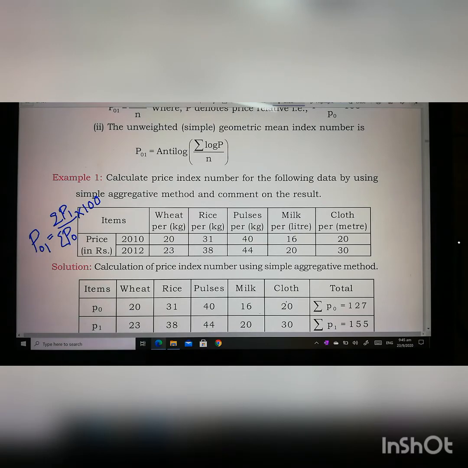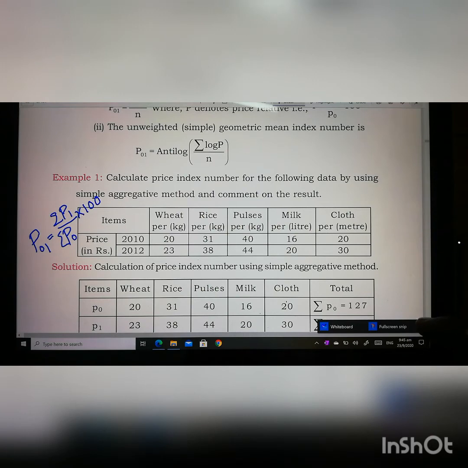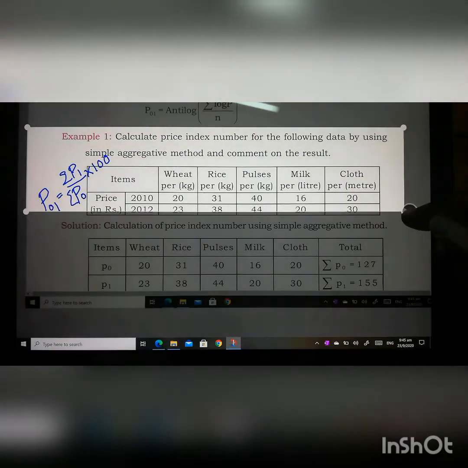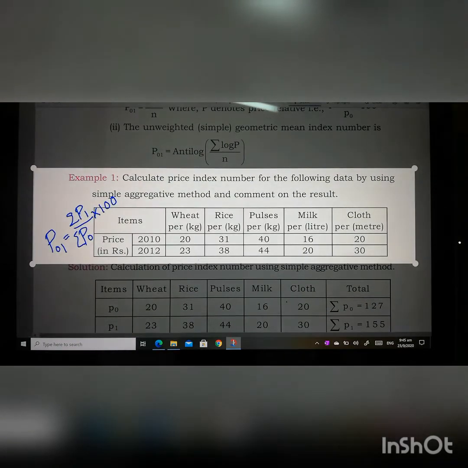Right, so let's solve this problem, students, and for that we need to write. I'll crop this question and we'll try to solve this question. Is that okay? Okay, fine. Done.